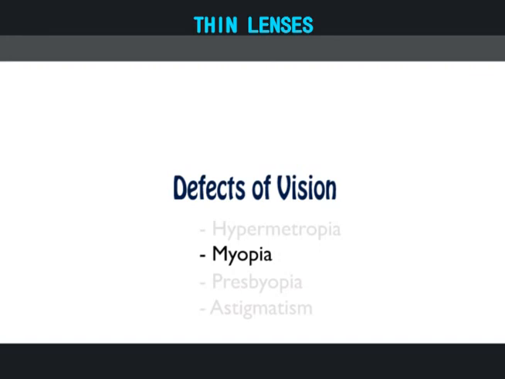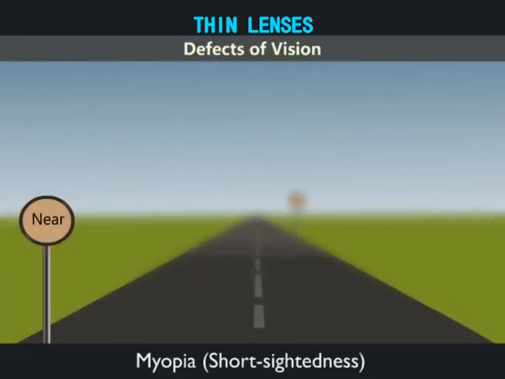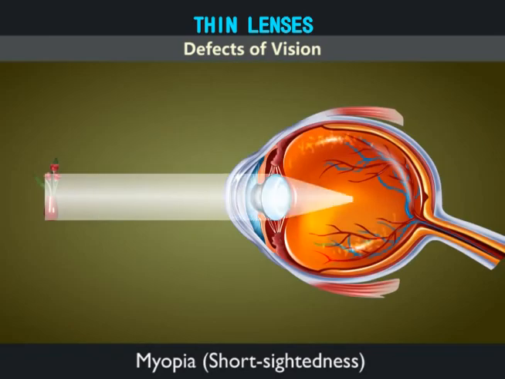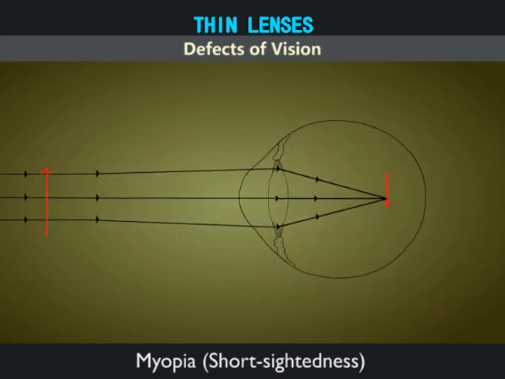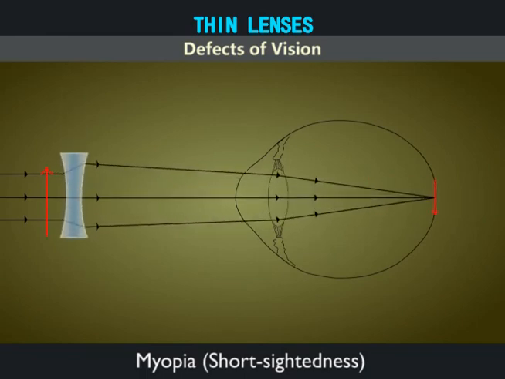Myopia or short-sightedness is a defect in which distant objects cannot be seen clearly, and this is because the image is formed in front of the retina. This defect may be due to increase in the curvature of the lens or due to increased length of the eyeball. It can be corrected using concave lenses of suitable focal length.